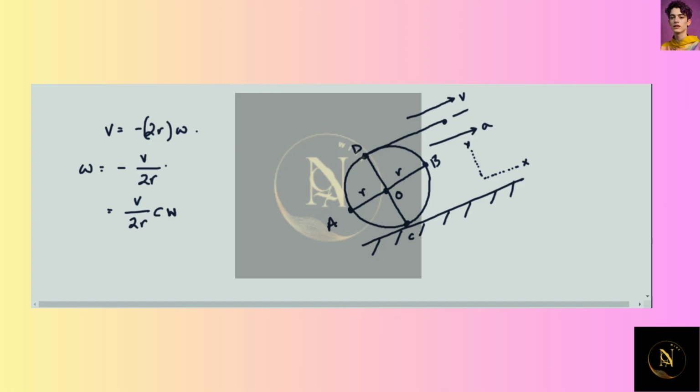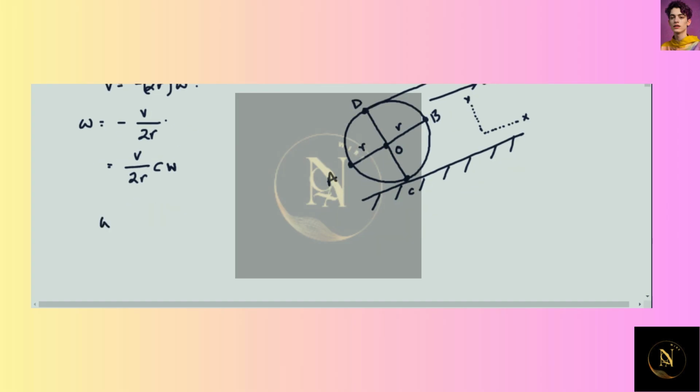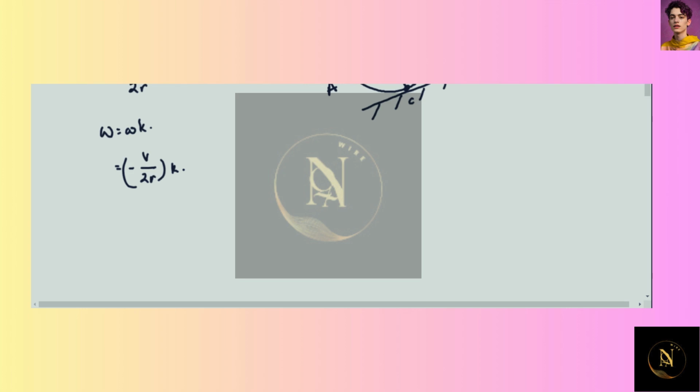Now the angular velocity vector can be calculated using the right hand rule. So we have omega is minus v upon twice r multiplied by k. Since the spooled wheel rolls without slipping, the absolute velocity of point C is equal to 0. So the velocity of point C is 0.